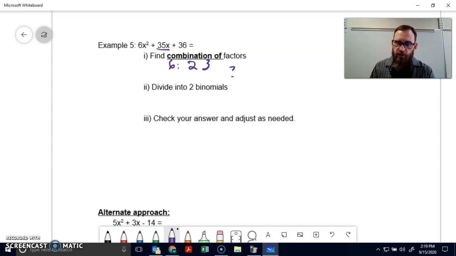Then I look at 36. Oh boy, there's 36 again. It has a bunch of different factors. 1 and 36, but I don't want factors far apart because 35 isn't that big.